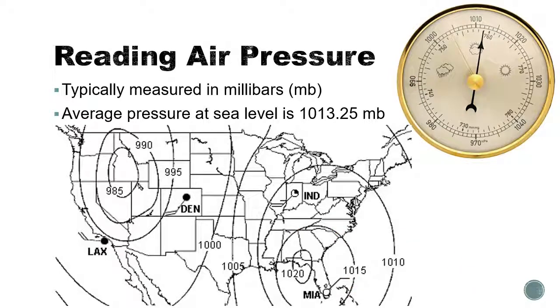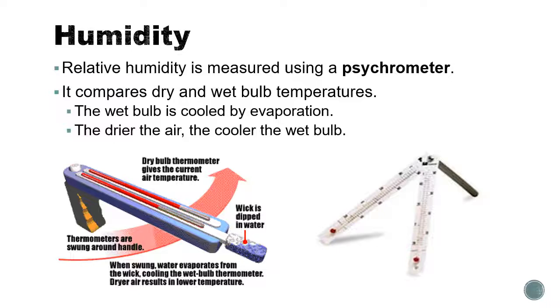Okay, and so on. So humidity. Relative humidity is measured using a psychrometer. It compares dry and wet bulb temperatures. In other words, you have one thermometer that is dry. You have another thermometer that is being affected by water. Okay, so there's a wick that's dipped into water. So the wet bulb is cooled by evaporation. The drier the air, the cooler the wet bulb.